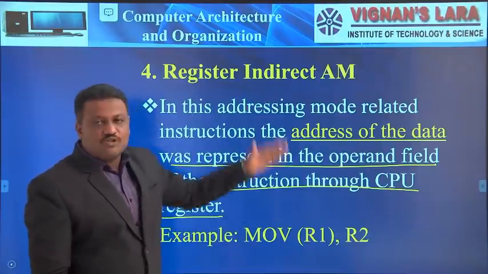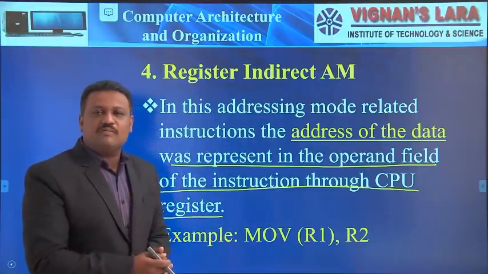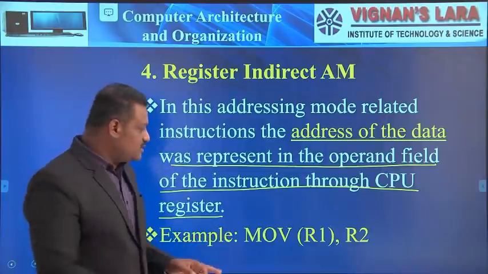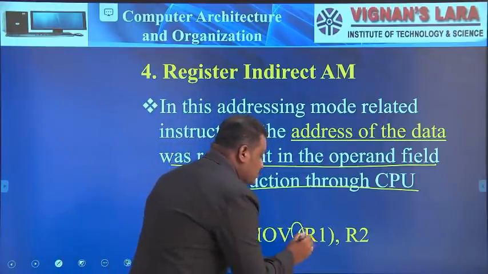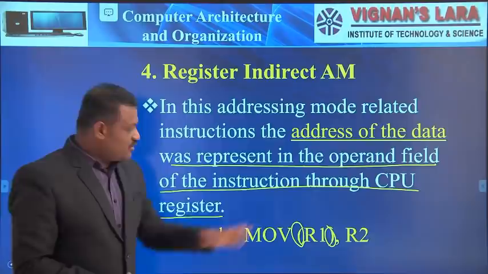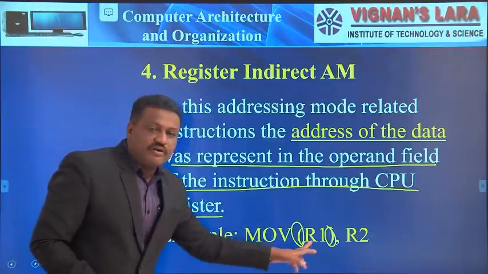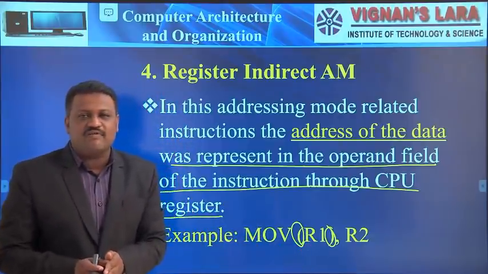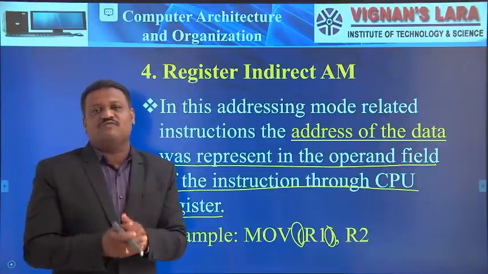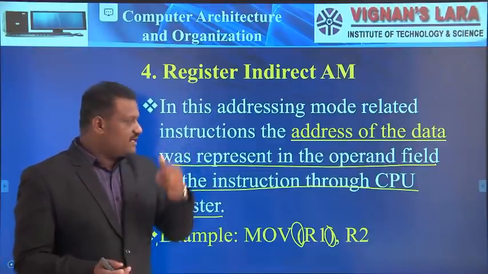So it is somewhat similar to the previous one, register direct addressing mode. The difference between this and that one is, here we are using these braces. If you are using braces, that indicates this register doesn't contain the data straight away, it contains the address of the data. I can give some clarity for this.